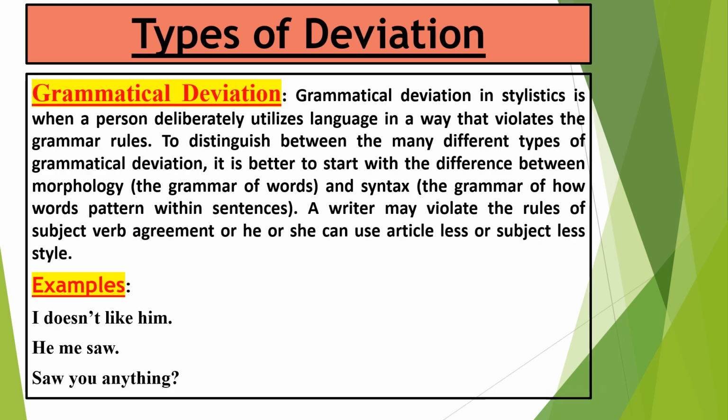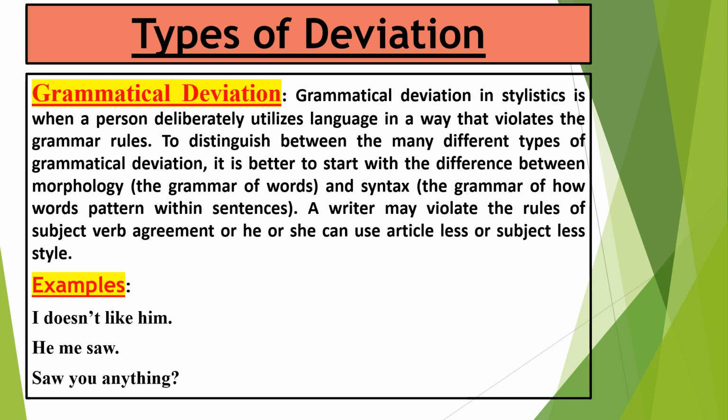Now we will talk about grammatical deviation. Before that we talked about lexical deviation, and one of the basic types of it was neologism, and after that we discussed subtypes of neologism. Now we will discuss grammatical deviation. Grammatical deviation in stylistics is when a person deliberately utilizes language in a way that violates the grammar rules.